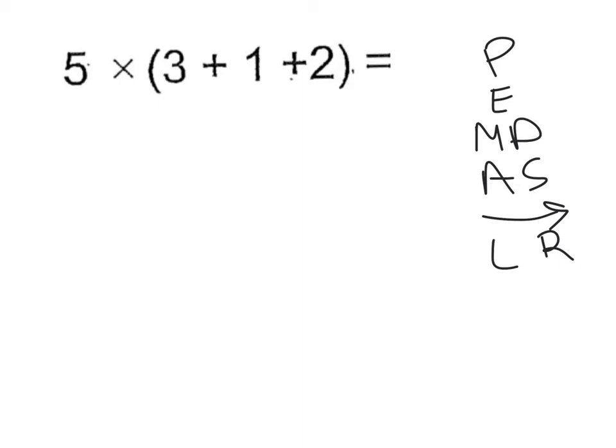So this is 5 times, open parentheses, 3 plus 1 plus 2, close parentheses. So when I look at this problem, I'm thinking, all right, what comes first? Well, I definitely see a set of parentheses, so I know that's coming first, but there's a couple operations in it.